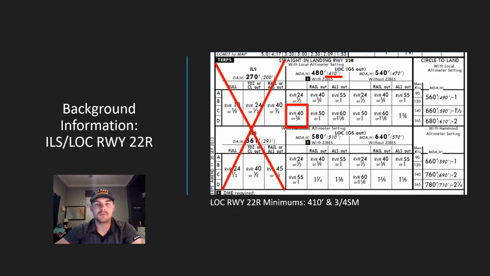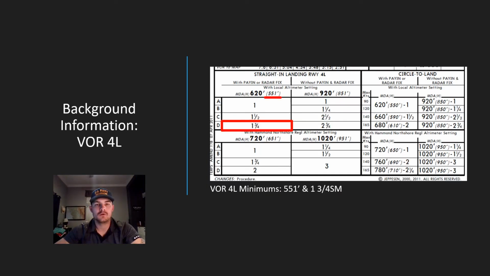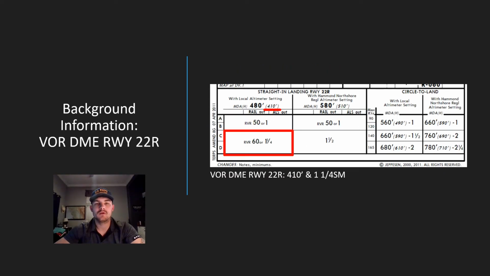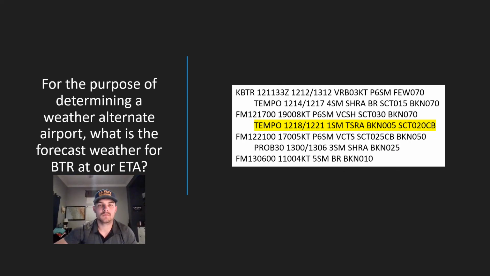In this approach, remember the ILS 22 right glide slope is noted to be out of service. Instead, we must use the localizer, which has higher minimums of 410 and 3/4 statute mile visibility. For VOR 4 left, we have minimums of 551 feet and 1 3/4 statute mile visibility. And for the last option, VOR DME 22 right, we have minimums of 410 feet and 1 1/4 statute mile visibility.